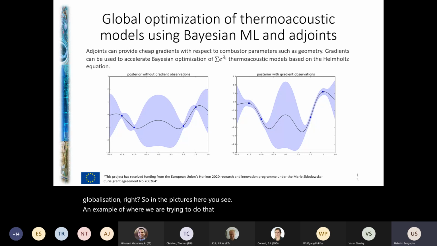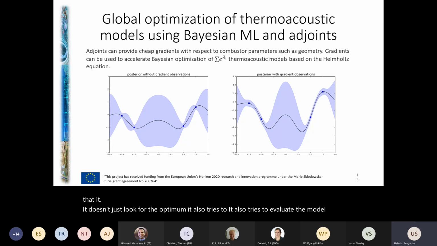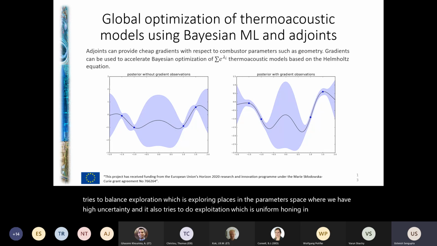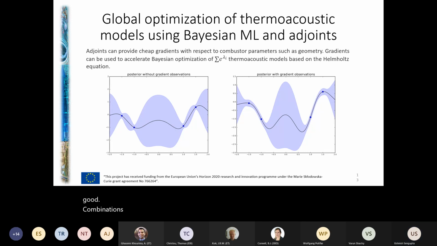So what Bayesian optimization tries to do is that it doesn't just look for the optimum. It also tries to evaluate the model at points where we have high uncertainty, right? So it tries to explore and exploit at the same time. It tries to balance exploration, which is exploring places in the parameter space where we have high uncertainty, and it also tries to do exploitation, which is honing in on good combinations of parameters.